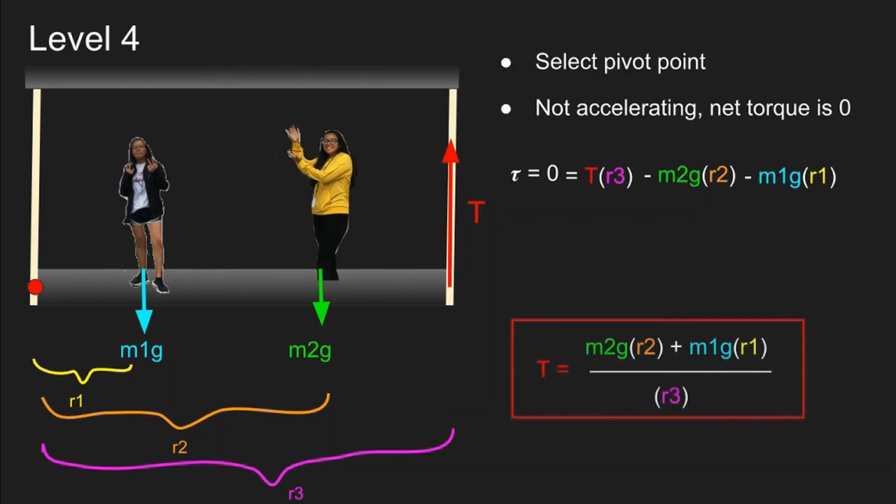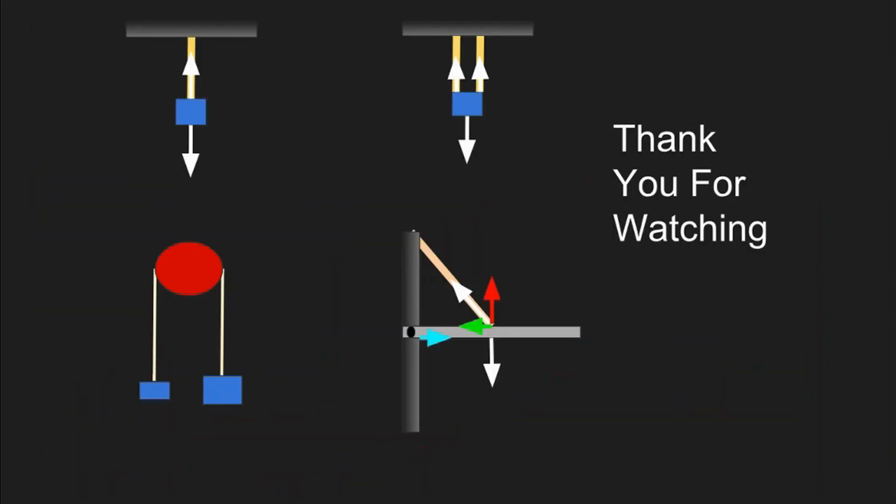Now that you have all that, you can just solve for T, and it's as easy as pi, and now they're not plummeting to their deaths, and everyone is happy. Alright, and that's about it.